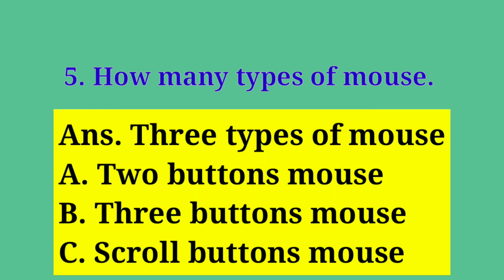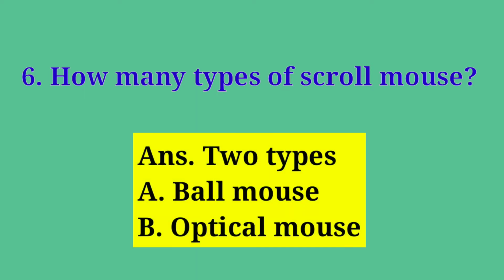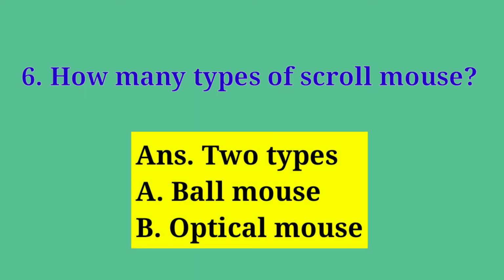Question number 5. How many types of mouse? There are 3 types of mouse: 2-button mouse, 3-button mouse, and scroll button mouse. Question number 6. How many types of scroll mouse? 2 types of scroll mouse: ball mouse and optical mouse.